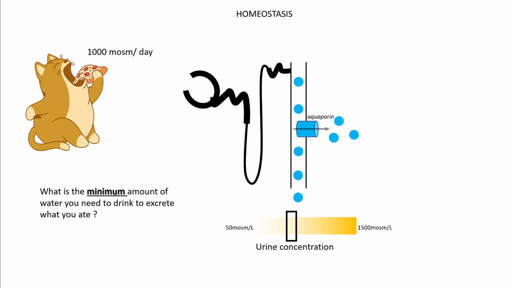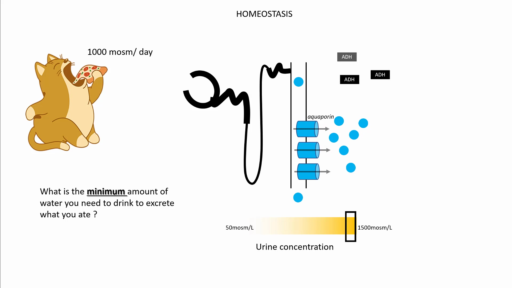Normal American diet has around 900 to 1000 milliosmoles a day. So the question we are asking right now is, what is the minimum amount of water that you need to excrete what you ate? So to pee out 1000 milliosmole with a minimum amount of water, you need to make the most concentrated urine, that is around 1500 milliosmole per liter. And for this, you will need a lot of aquaporin channels in your collecting duct, which is going to absorb the free water that you drink. And this will come from a high ADH state.